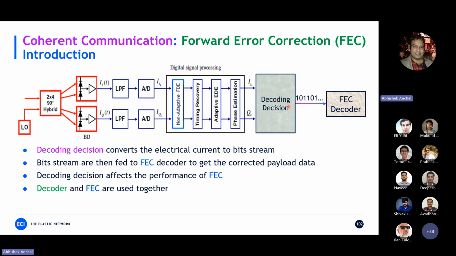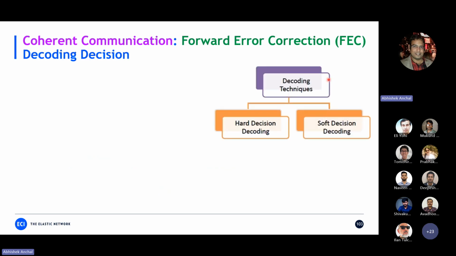How this decoding decision is done affects the performance of the FEC itself. So often the decoding decision and FEC work together. Whenever we see a certain FEC, we also see which kind of decoding decision has been used, and both come together. So let's see some of the decoding decisions. There are two kinds: one is called hard decision decoding, another is called soft decision decoding.